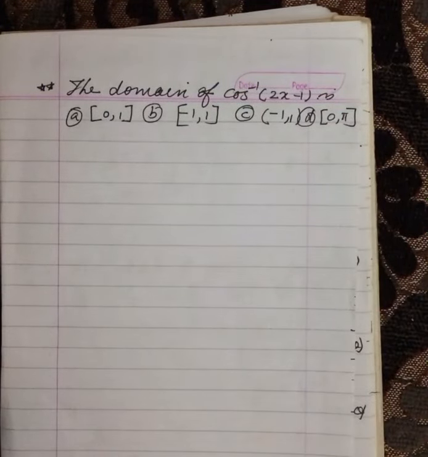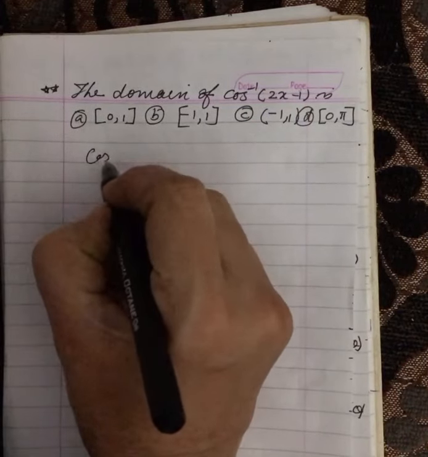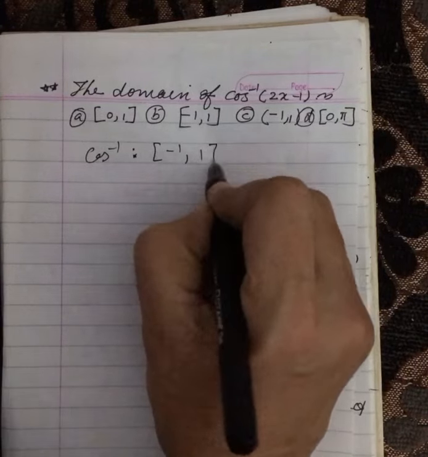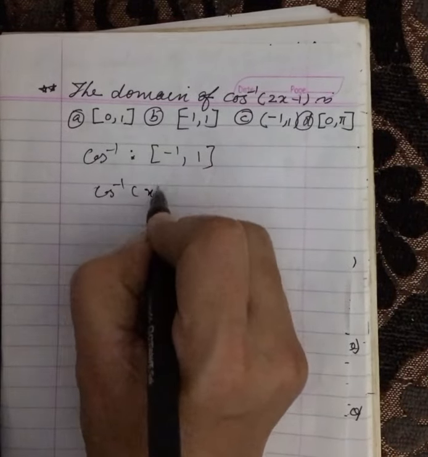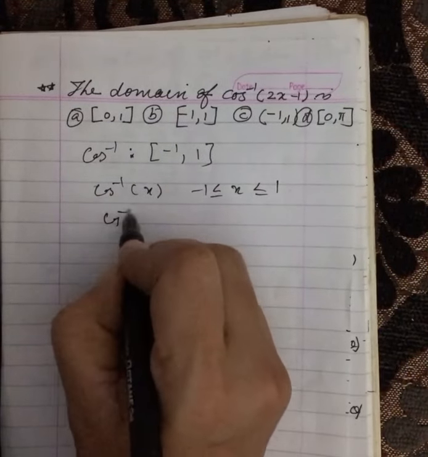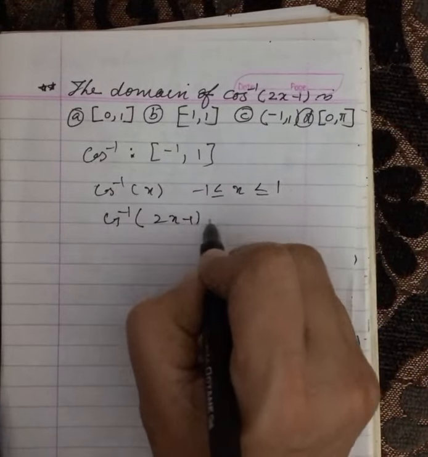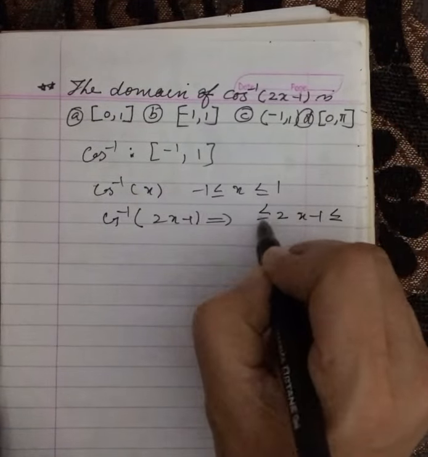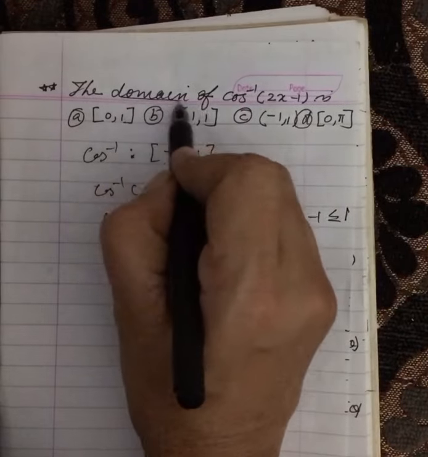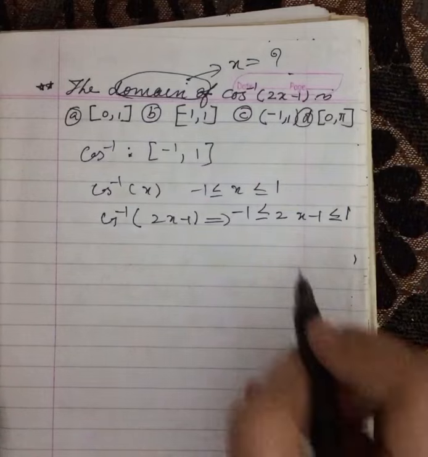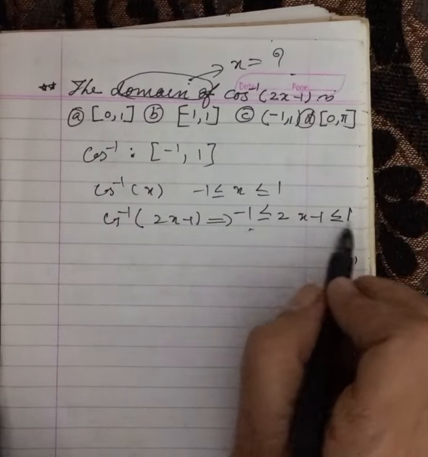Then next is the domain of cos inverse of 2x minus 1. So the domain is of cos inverse. Cos inverse is defined from minus 1 to 1. If cos inverse x, then x is from minus 1 to 1. If cos inverse of 2x minus 1, then 2x minus 1 is between minus 1 and 1. Now the domain of the function means you have to search for the value of x.